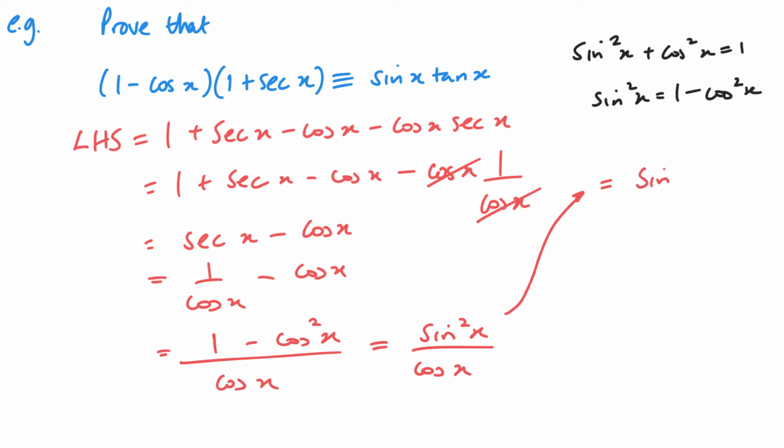So sine x over cos x times sine x. So I'm splitting up my sine squared here, and sine over cos is tan, so let's write it this way around. And then finally that clearly equals the right hand side, and I am done.